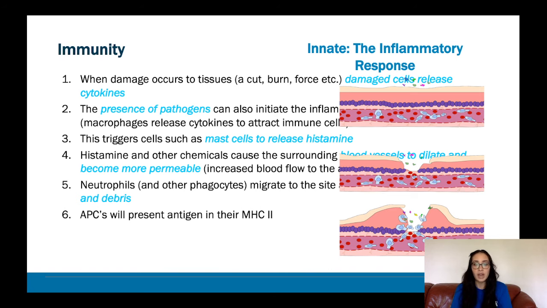Maybe my cut's gotten infected, and so some bacteria has gotten into my cut, and as a result I've got more inflammation, and so macrophages will release more cytokines and attract more immune cells to the area, and you've got more swelling because of this cut being infected. So histamine is released. As a result, histamine encourages the blood vessels to vasodilate or get bigger. As a result, more blood cells will come to the area. It also makes the blood vessels more leaky or permeable, meaning that more of those immune cells can leave the blood and get to that site of infection and tackle it.